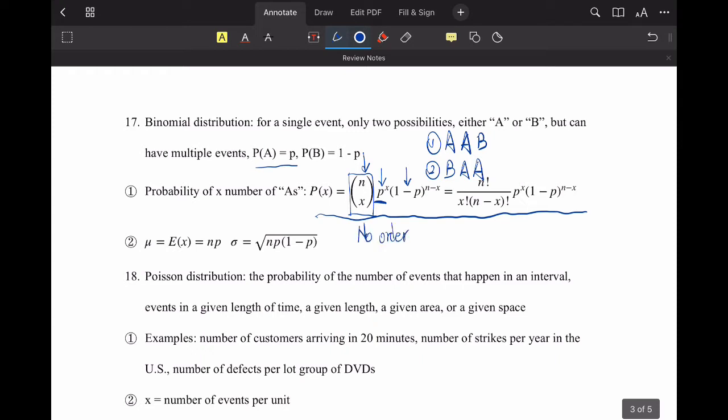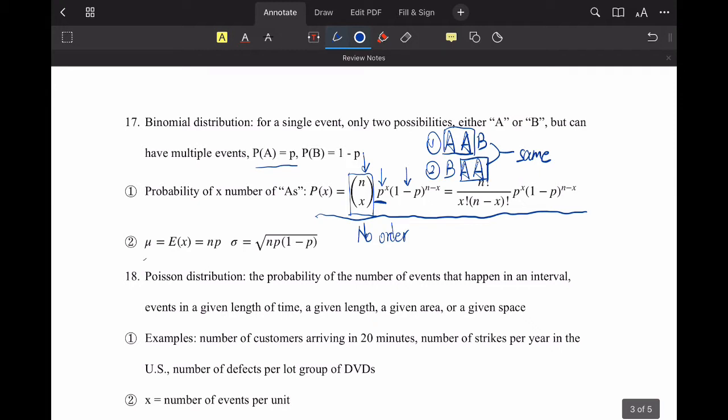So which means that we treat these two outcomes as the same outcome. Which means that we don't care about order. We just care about the number of A's in here. As long as the number of A's is the same, then it's the same outcome. So that's how we calculate the possibility.